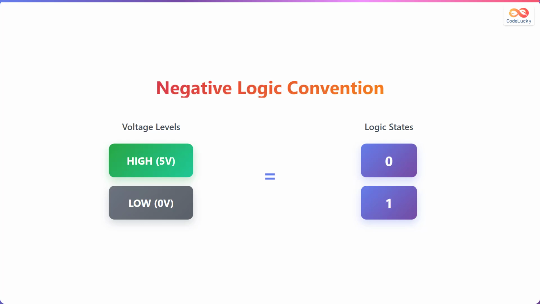Negative logic convention is the opposite of positive logic. Here, a high voltage level like 5 volts is defined as logic 0, and a low voltage level such as 0 volts is defined as logic 1. While less common, negative logic can be useful in certain situations, particularly when dealing with active low signals. The key thing to remember is that a lower voltage means true or on, while a higher voltage means false or off.